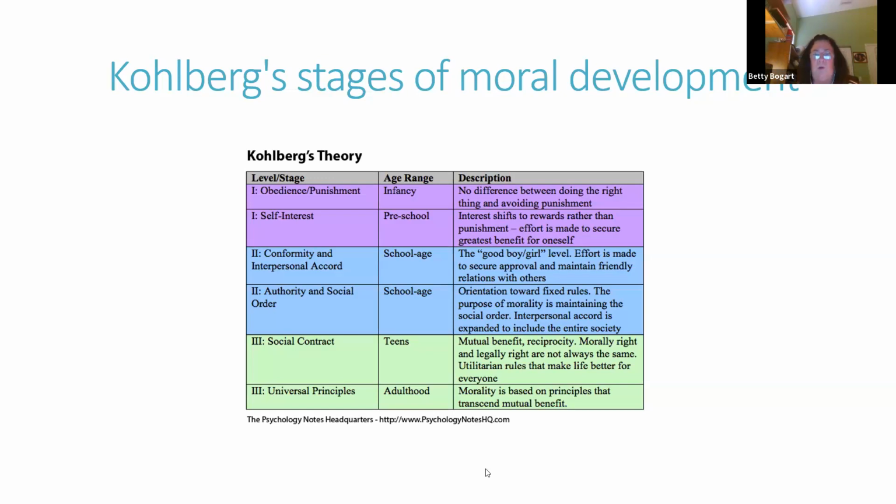Now, preschoolers, what they're doing is they want to get the reward for doing good. They want whatever it is that benefits themselves the most. Like you get a lollipop if you do this. Now, as they get to be school age, Kohlberg is more about pleasing others and not getting in trouble by the law for doing bad things, okay?